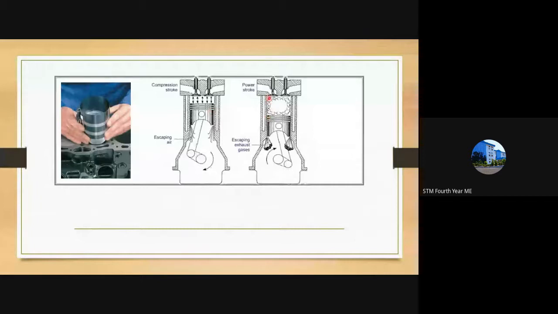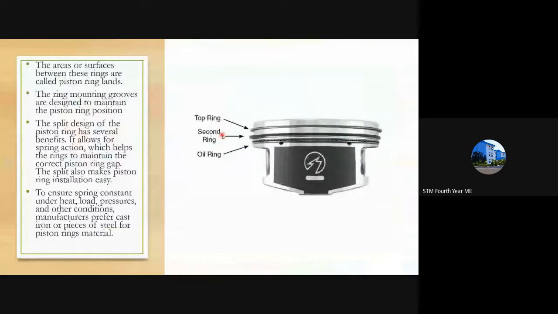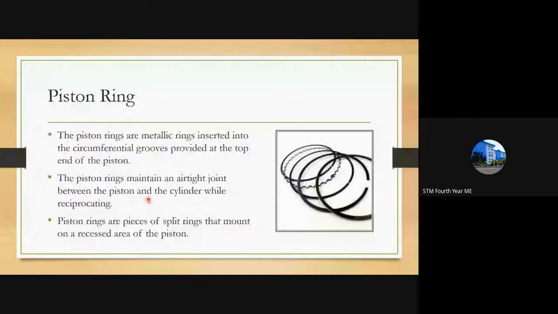Between the piston and the cylinder walls there is a small gap, and that gap is sealed by using a compression ring. So that is what is meant by an airtight joint between the piston and the cylinder while reciprocating. So the compression rings provide an airtight joint.